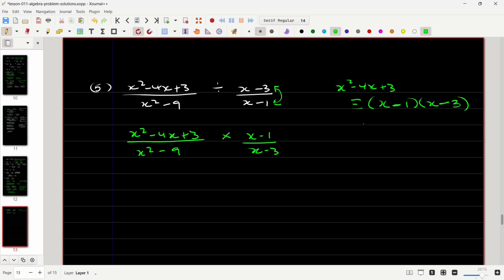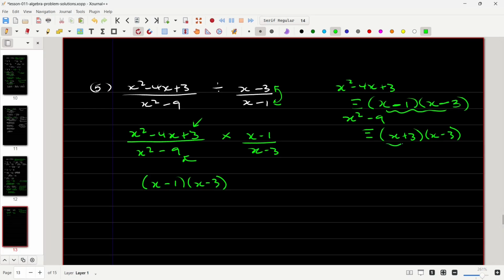So that works. And then I have x squared minus 9. I can rewrite that as x plus 3, x minus 3. And let's rewrite everything now. So this here is going to be replaced with this over here, so I'm going to have x minus 1 into x minus 3. This here is going to be replaced with this here, so underneath I'm going to have x plus 3 and then x minus 3. And then I'm going to multiply on the top by another x minus 1 and then another x minus 3.